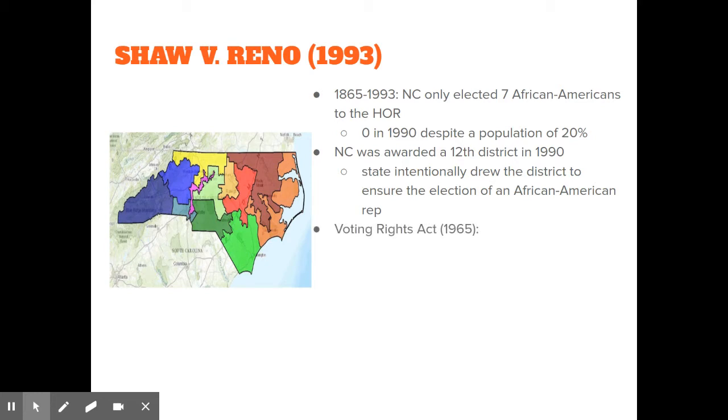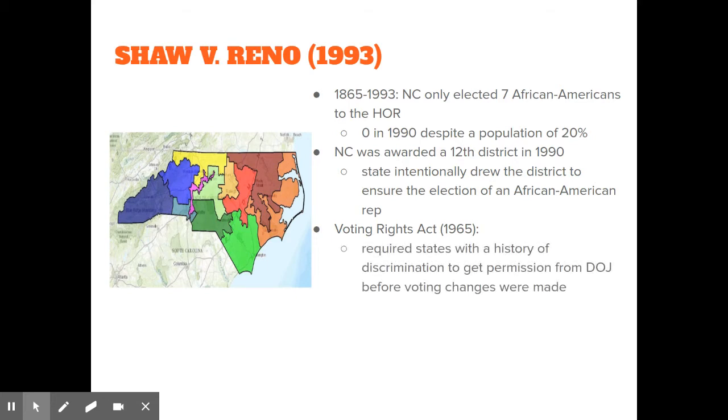So again, further backstory. One of the significant pieces of legislation that was passed in our country's history was the Voting Rights Act in 1965. And one of the things that this established was something called pre-clearance. States that had a history of discrimination had to get permission from the United States Department of Justice, that's overseen by the Attorney General, before they made any changes to their voting processes to make sure that they weren't attempting to make changes to discriminate against African Americans.